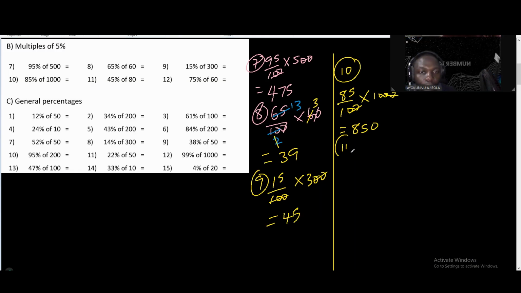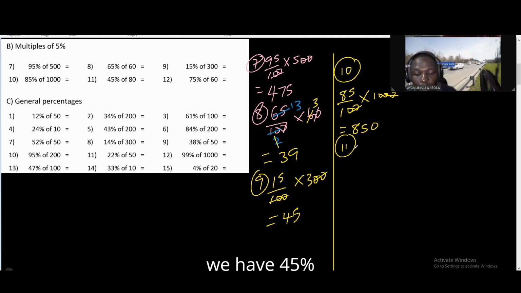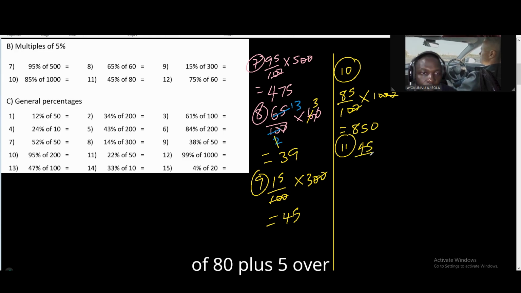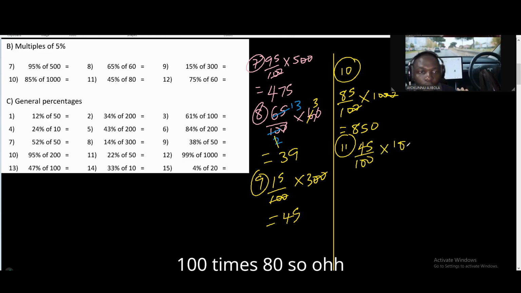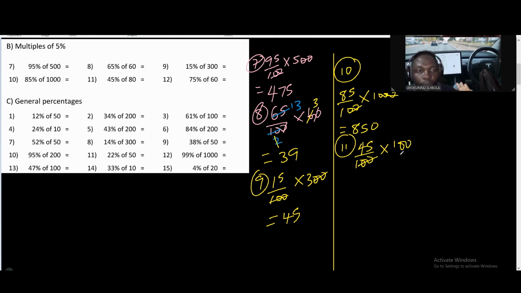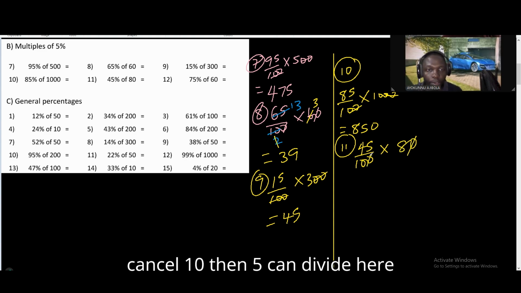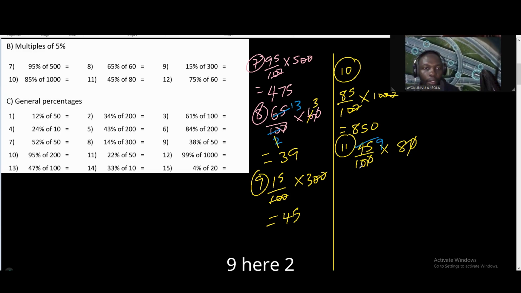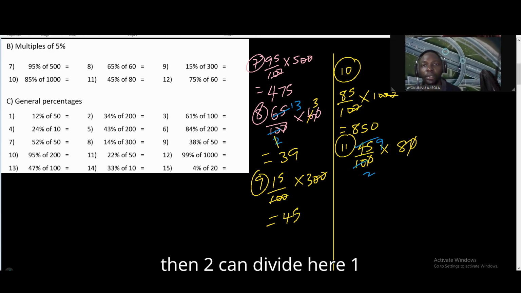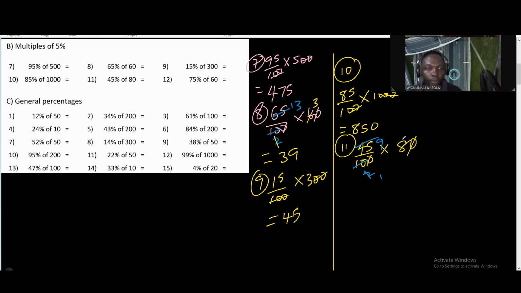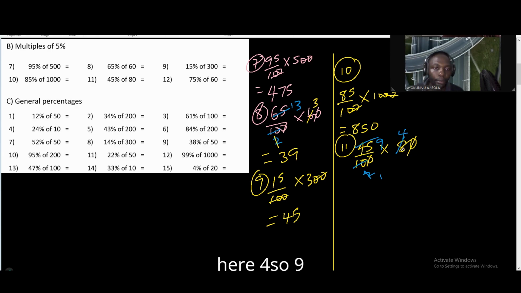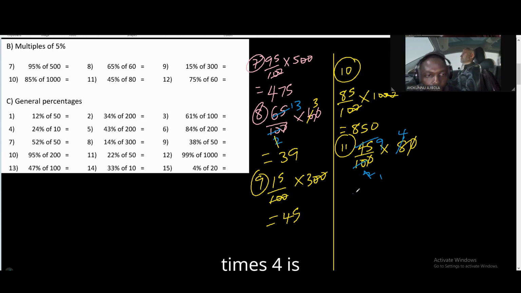Then number 11, we have 45% of 80. 45 over 100 times 80. So 1 zero cancels 1 zero. Then 5 can divide here, 9 here 2. Then 2 can divide here, 1 here 4. So 9 times 4 is 36.